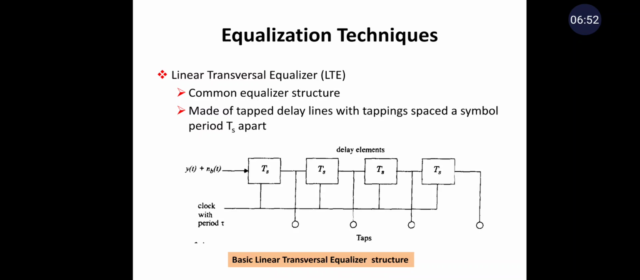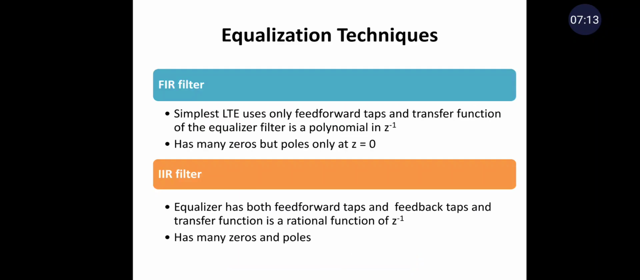So let's see about the linear transversal equalizer. In short, it is denoted by LTE. It is the common equalizer structure. It is made of tapped delay lines with tappings spaced a symbol period Ts apart. So this is the basic structure of the linear transversal equalizer. There are delay elements and there are taps.